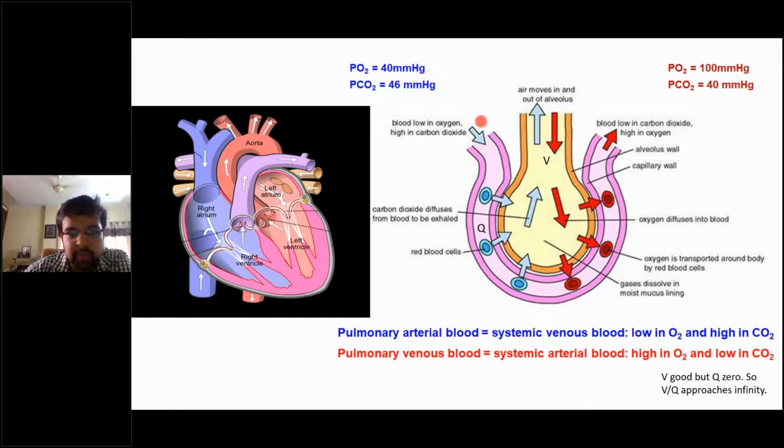So we have a pulmonary vein, the alveoli, pulmonary capillaries, and the pulmonary artery here and pulmonary vein here.